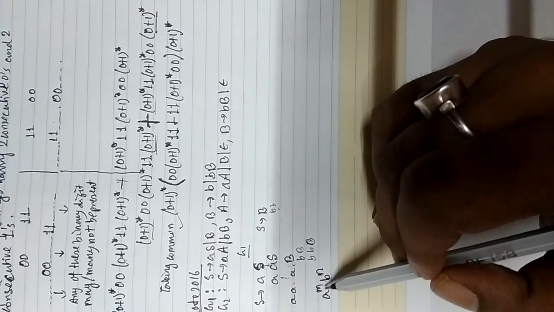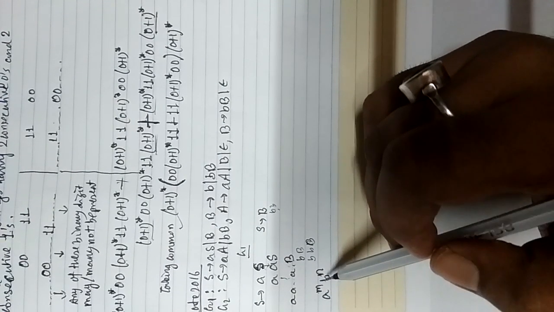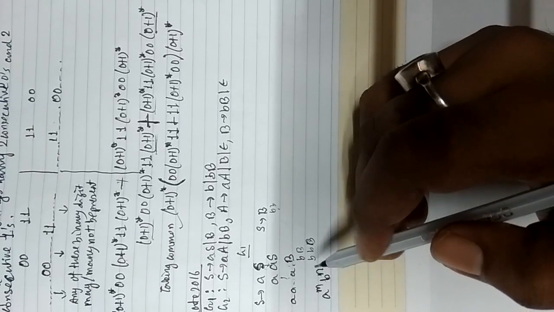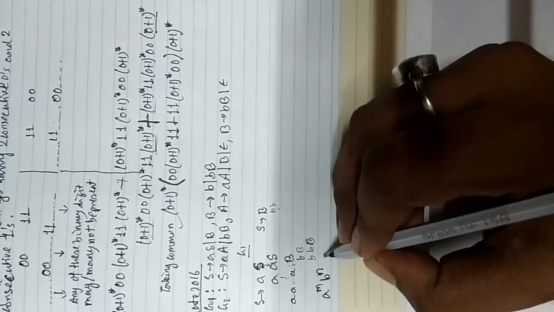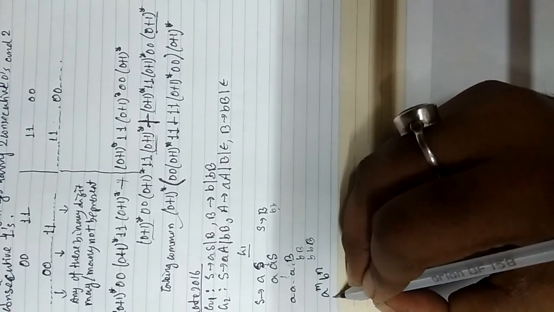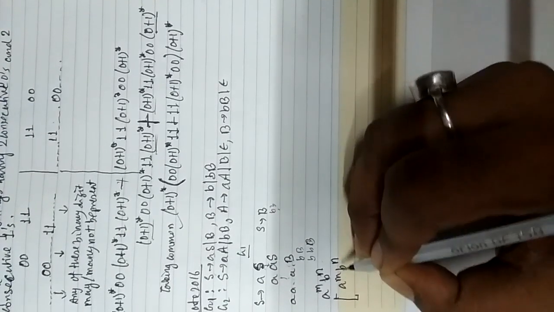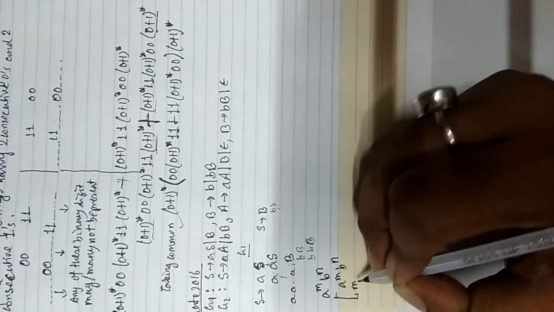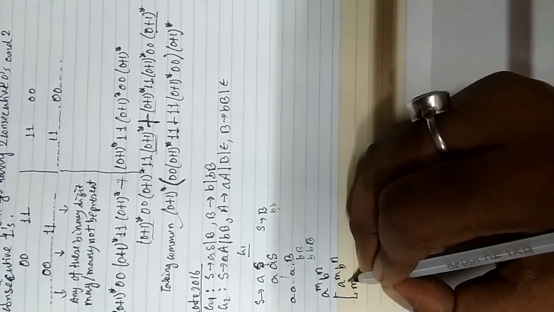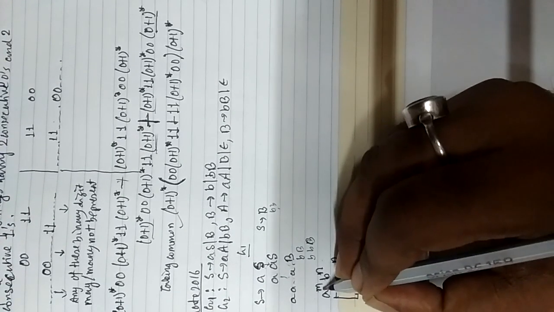So what is the value of M and N? Since A may or may not be present, it may be something like this, where you can write that ultimately the string is generating in this fashion. So that is A to the power M, B to the power N. Now this is important, because this portion is given in the option. M may be 0 or more than 0.